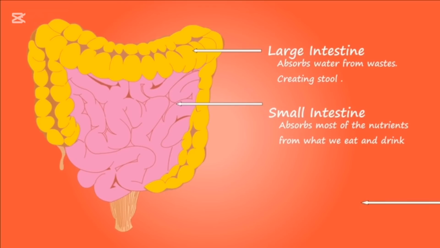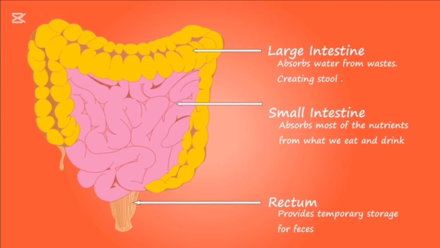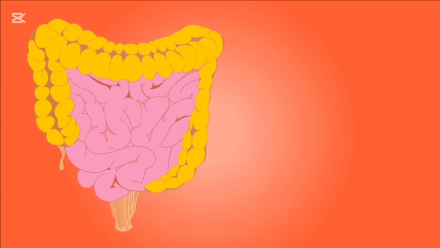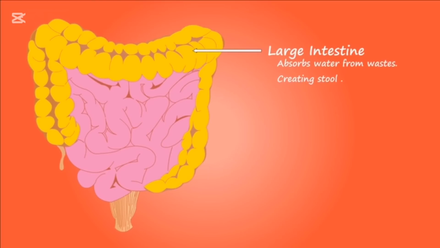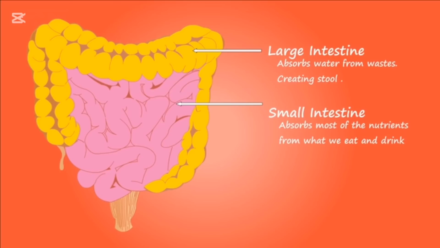6. The rectum and anus, the elimination process. The rectum is the final section of the large intestine and serves as a temporary storage area for stool. When the rectum fills, stretch receptors in the walls send signals to the brain, which triggers the urge to defecate.